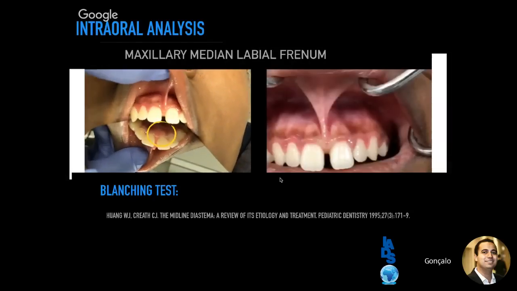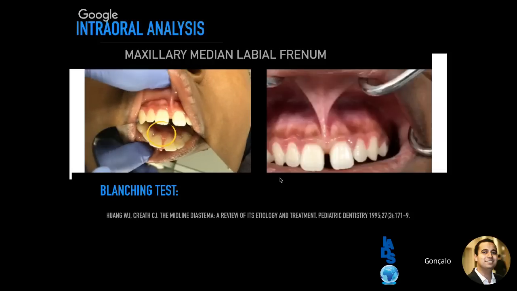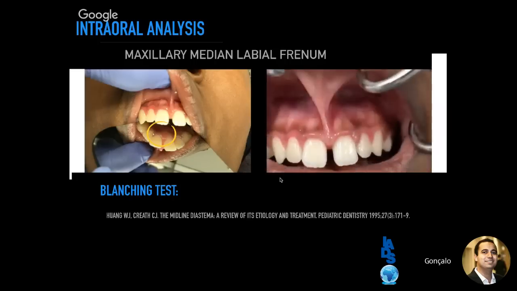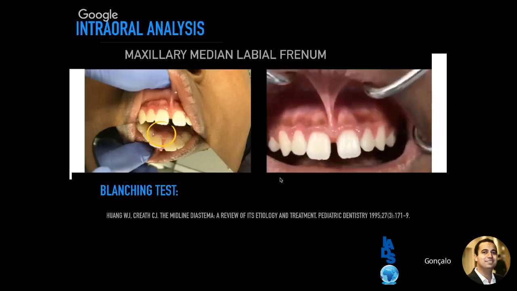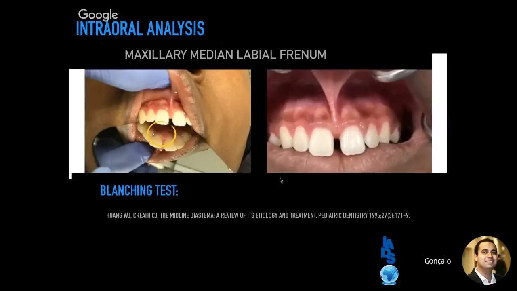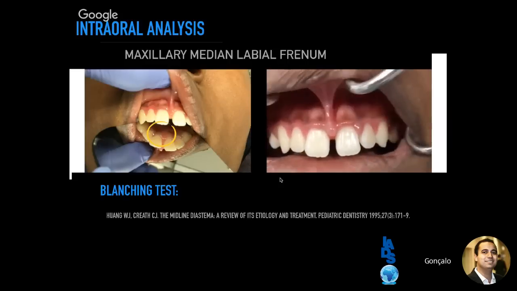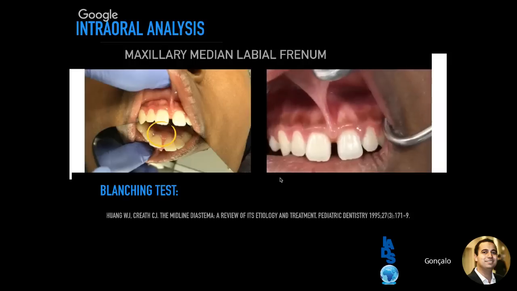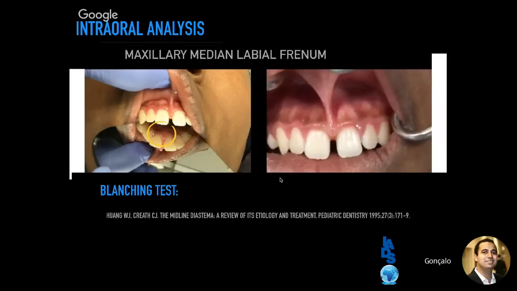You can see this helps us with the diagnosis of papillary penetrating frenum. You can see the blanching test. You can see the papillary penetrating, the frenum goes all the way to the palatal area. And from the buccal view, you can see how hypertrophic this frenum was. This is one of the few cases where we do frenectomy before orthodontic treatment.